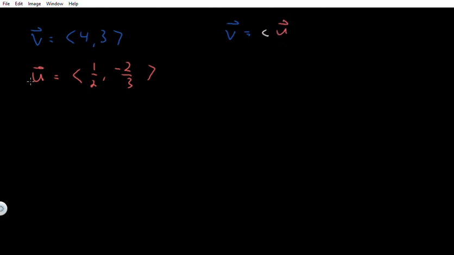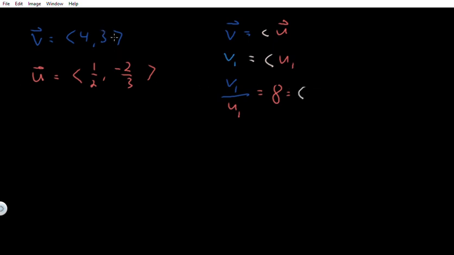Right? So that means if I was to find what v1 must be equal to, this scalar times u1, if this is true. So if I did v1 divided by u1, I would get this c. And this is none other than just 4 divided by 1 over 2, or 8. So this is telling me that this scalar multiple would have to be c.